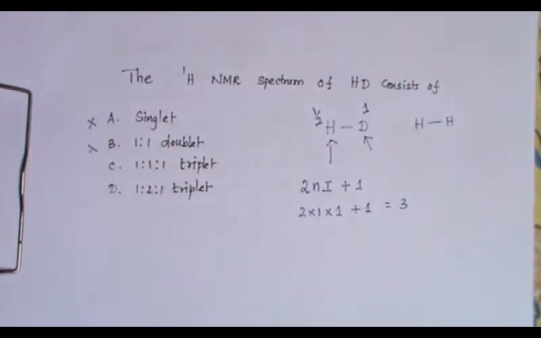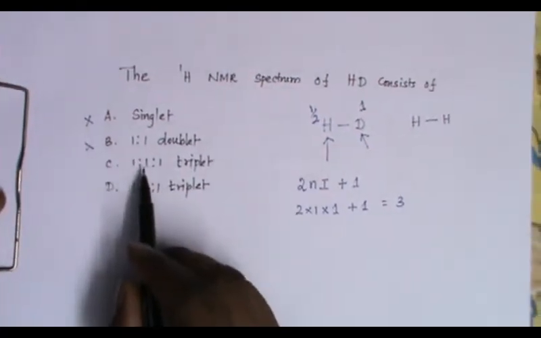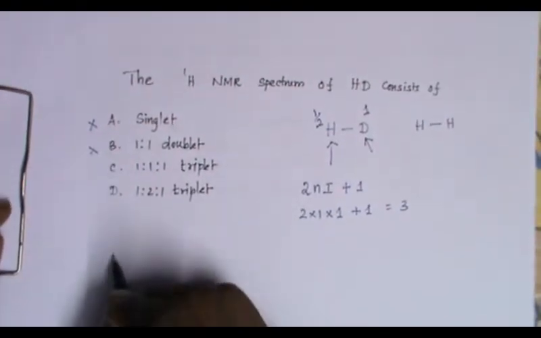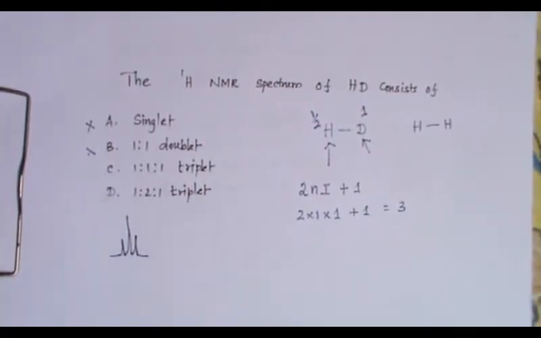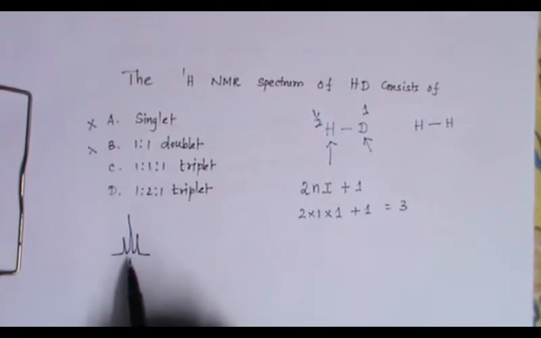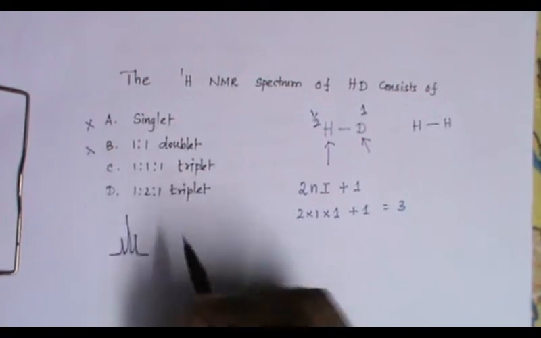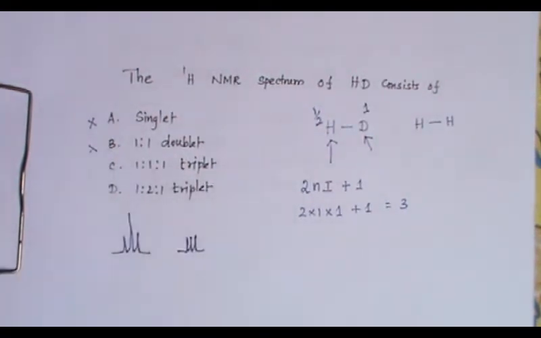Now what about the intensity of the triplet? Whether it will be 1:1:1 or 1:2:1. 1:2:1 will be like this. You may be very familiar with this kind of signal in NMR. What about 1:1:1? That will be like this. All the three peaks will have the same height. When the splitting atom is hydrogen, generally we get 1:2:1.